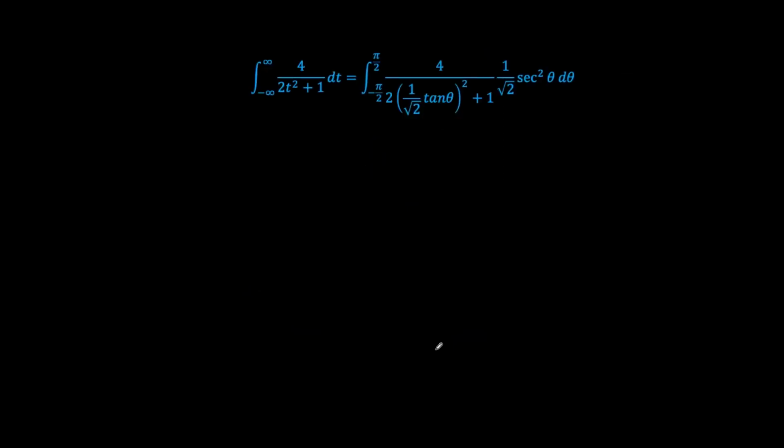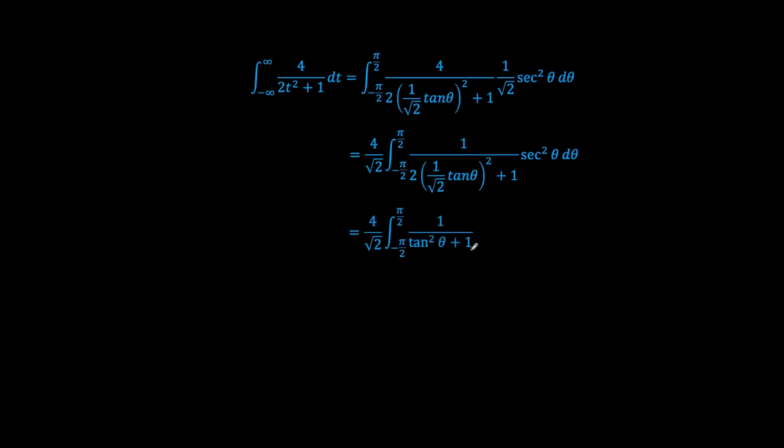So substituting in for t with 1 over square root of 2 tan theta, we get 4 over square root of 2 from here and here, and over 1 over, since this squares and this 2 becomes 2, the square root of 2 becomes 2, the 2's cancel. So we are left with essentially 4 over root 2, 1 over tan squared theta plus 1 times sec squared theta. And so tan squared theta plus 1 is sec squared theta. The sec squared theta is cancelled out. So this one and that one cancel out.